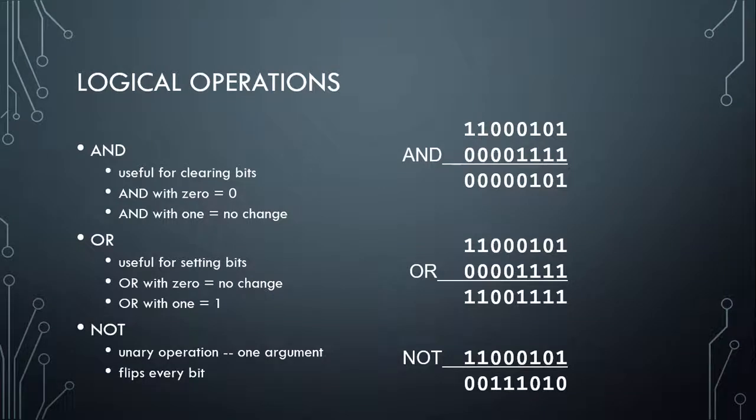And lastly, of course, not. These are our most basic forms of gates here. And with not, that's a unary operation, which just means there's one argument, and it just is going to flip every bit. So if you see here, we have the string 1, 0, 0, 0, 0, 1, 0, 1. And we apply a not operation to that. All it did was flip those bits. 1 became 0, 0 became 1. This is something we've already seen, but it's a good refresher because these kinds of gates are very common.